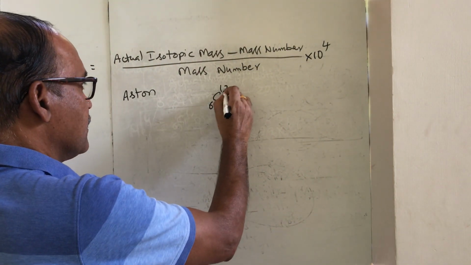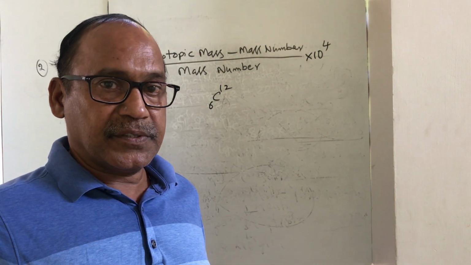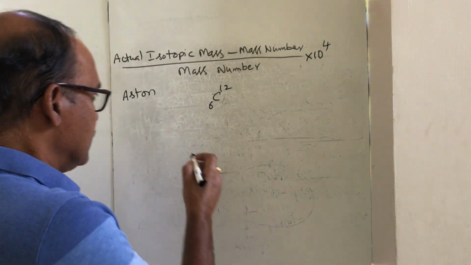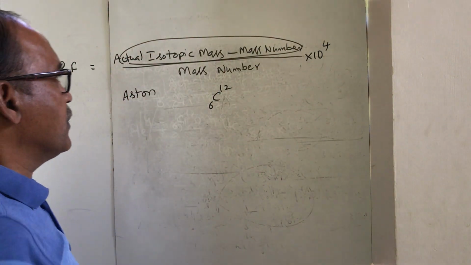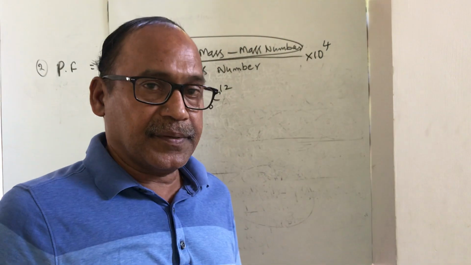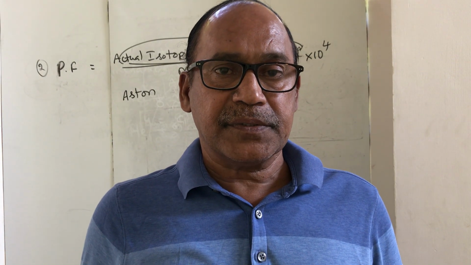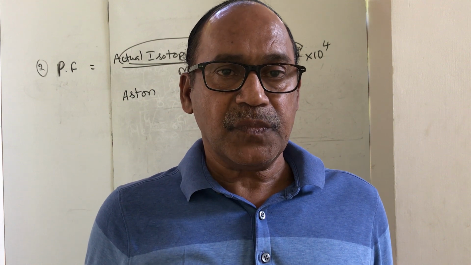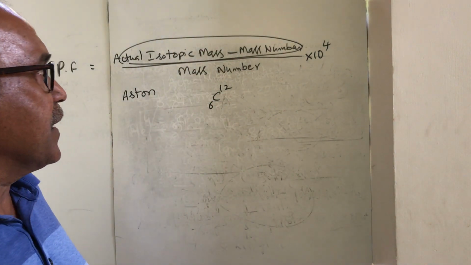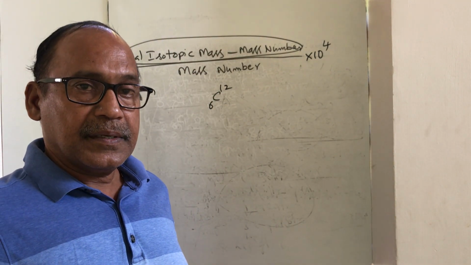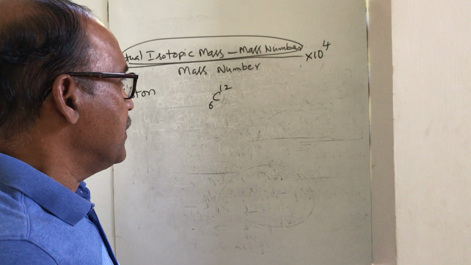In the zero case, for example carbon, the mass number is 12 and the actual mass is 12. So the value of the actual isotopic mass depends on the conversion of mass into energy, the binding energy. If it is negative, the actual isotopic mass is smaller than the mass number. In such a case, energy is released during the formation of the nucleus.